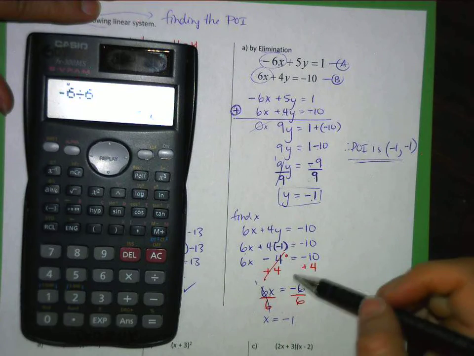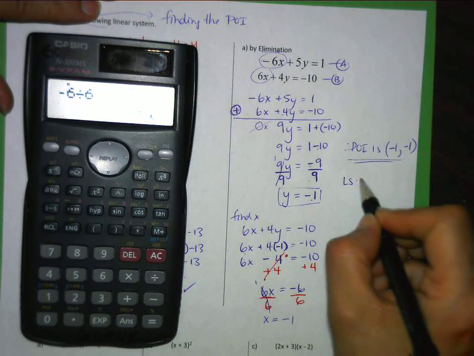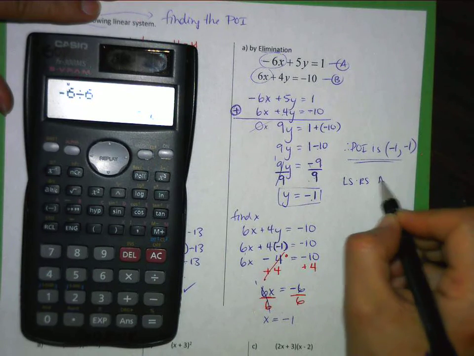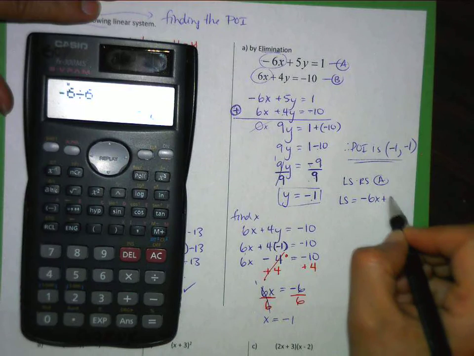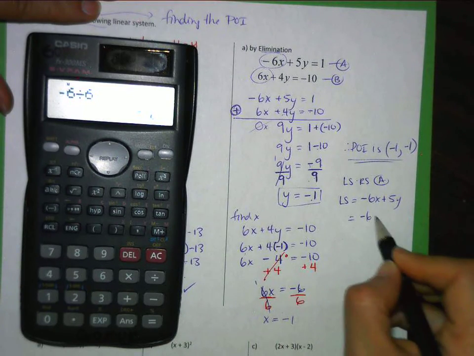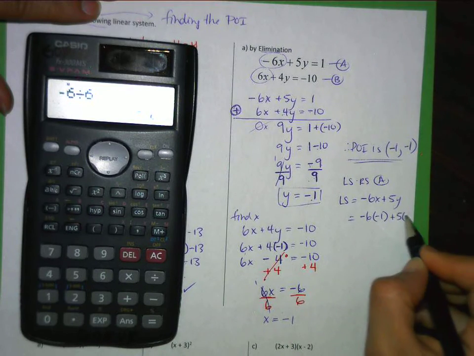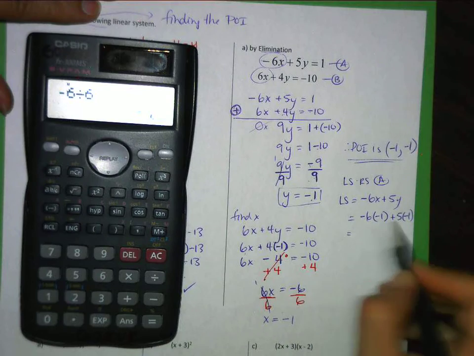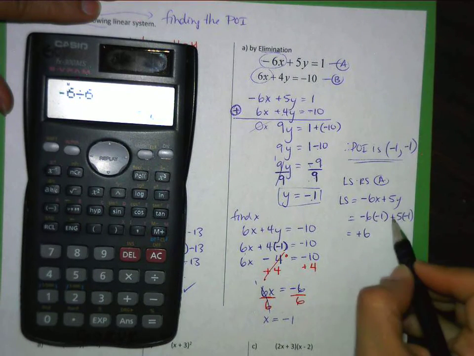Now I'm not going to bother doing a left side, right side check with B, but why don't I do a left side, right side check with A? So my left side is equal to negative 6x plus 5y. So negative 6, x is negative 1. I write down the 5, negative 1, squishing this in here. Negative 6 times negative 1 is actually positive 6.